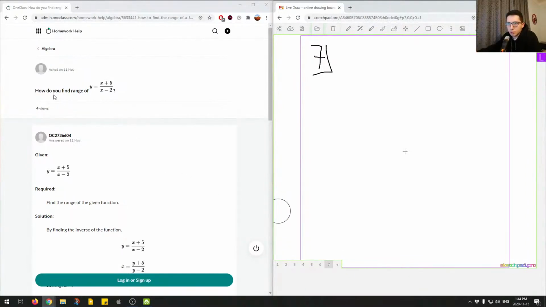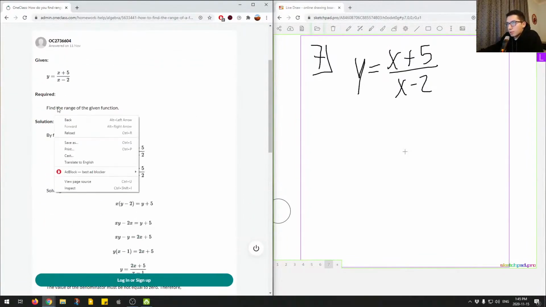Alright, so question number 7 asks us, how do you find the range of y equals (x plus 5) divided by (x minus 2)? The keyword here is that we want to find the range of this expression. So this is the expression, and we try to find the range. Let's go through the Junior Tutor's answer.